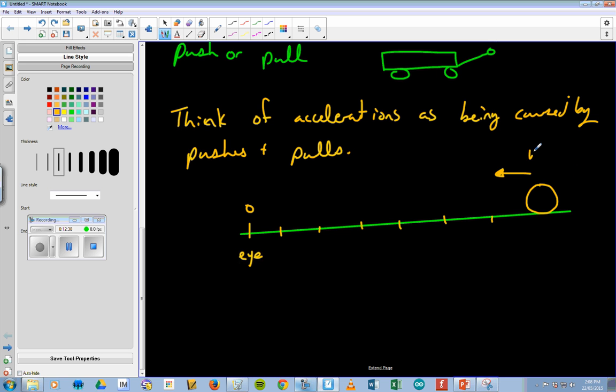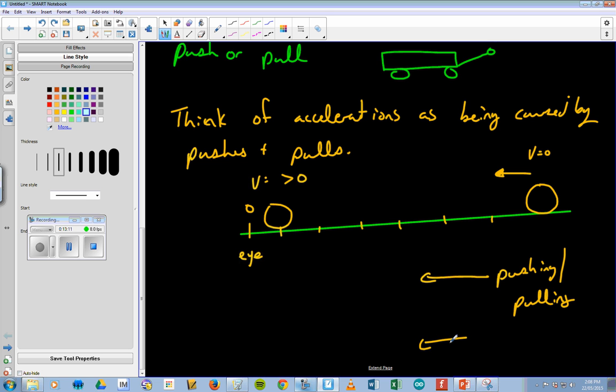Okay, so right now our velocity equals 0. When the ball gets down here, our velocity equals some value that is larger than 0. Right? Larger than 0 in the left direction. So in order to make something go from 0 to some high value in the left direction, how must we have been pushing on it or pulling on it? Well, we must have been pushing or pulling in this direction, and therefore the acceleration is in that direction.